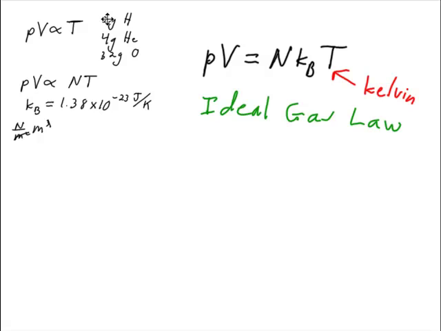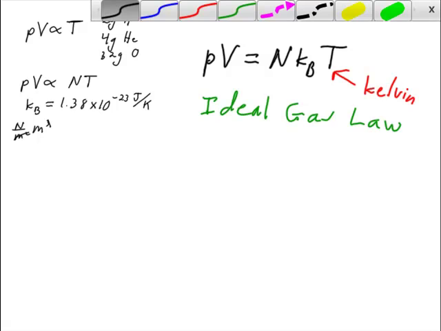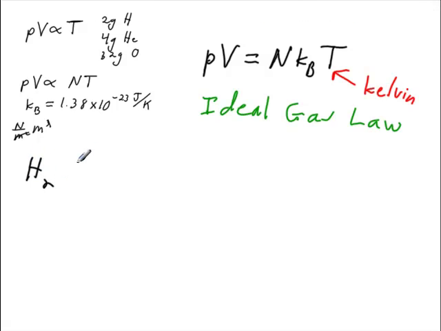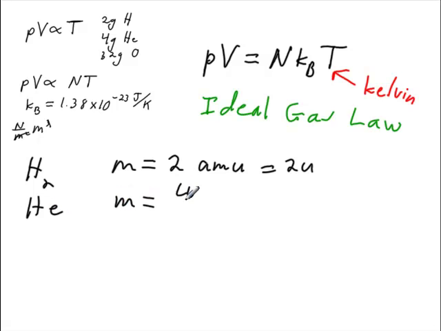We said that 2 grams of hydrogen had the same effect as 4 grams of helium or 32 grams of oxygen. The reason is that each of these has the same number of molecules. If we look at a molecular level, a hydrogen molecule, that's an H2, has a mass of 2 atomic mass units, often simply written as 2u. Helium has a mass of 4u, and oxygen, O2, has a mass of 32u.